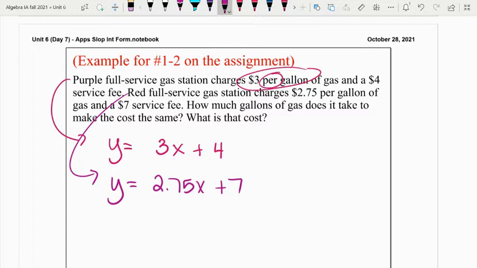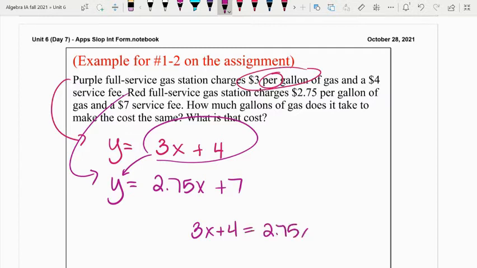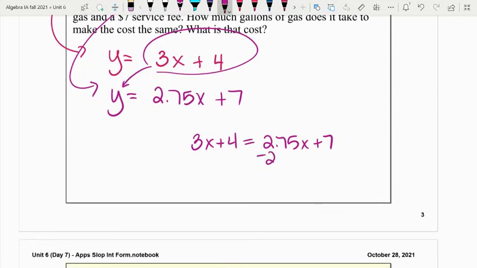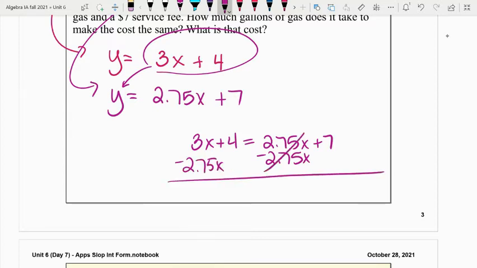How many gallons of gas does it take to make the cost the same? So we have both of them that say y equals. So we're going to set this, put this y in for that y. So 3x plus 4 equals 2.75x plus 7. So I'm going to minus 2.75x from both sides. So 0.25x plus 4 equals 7.